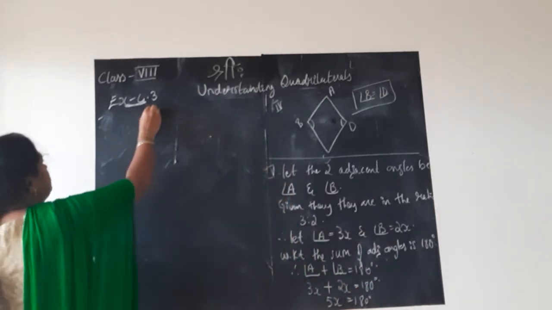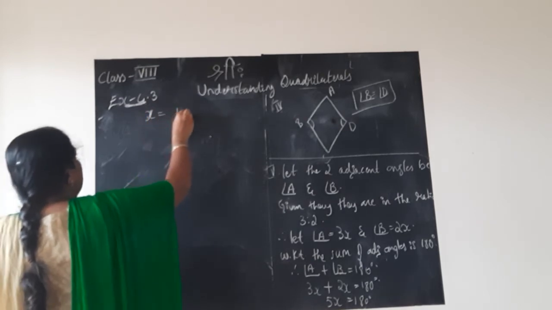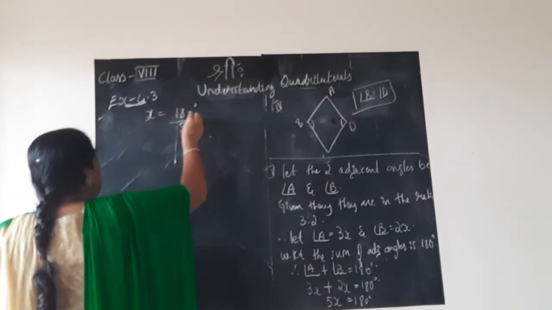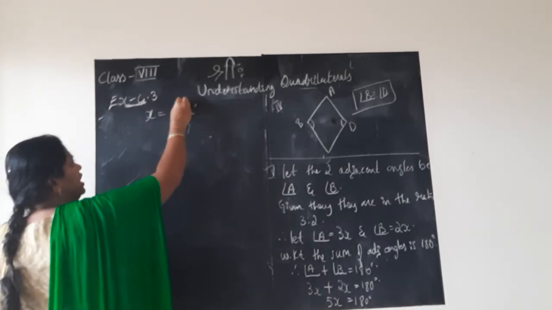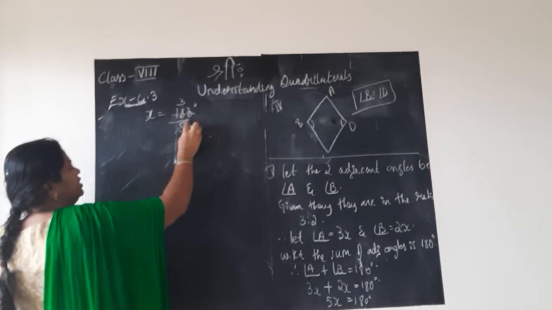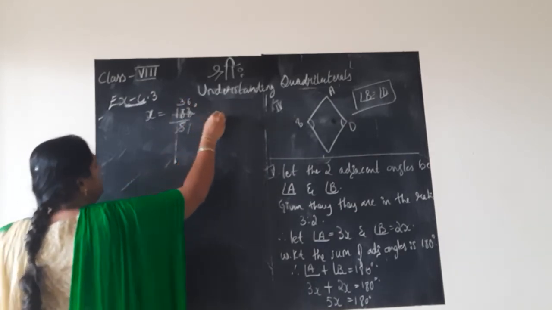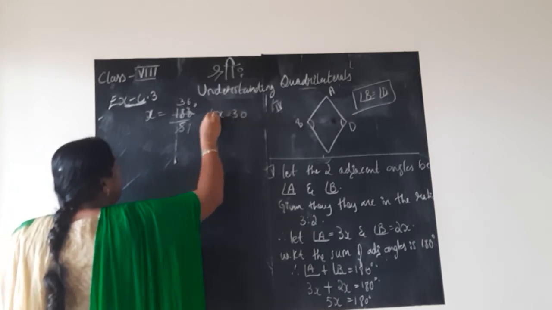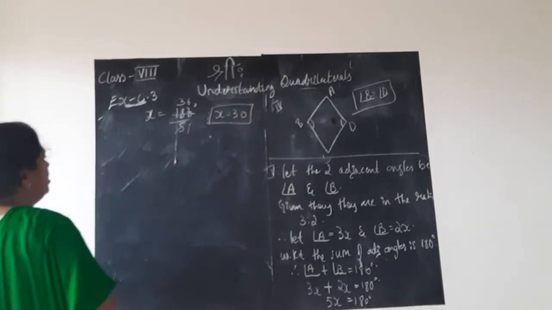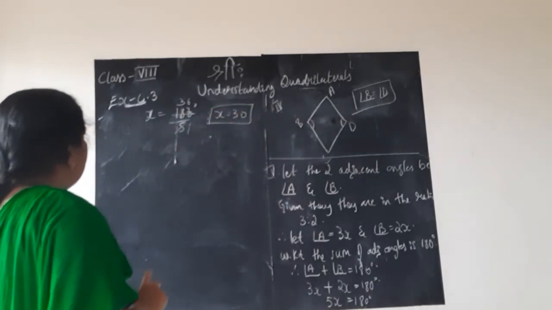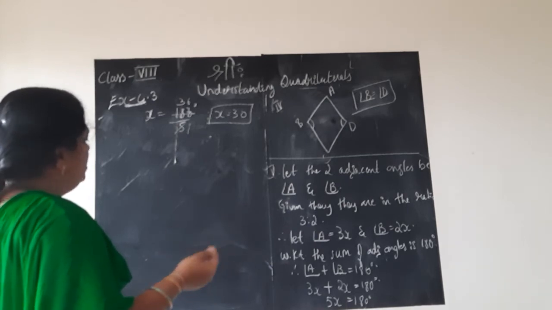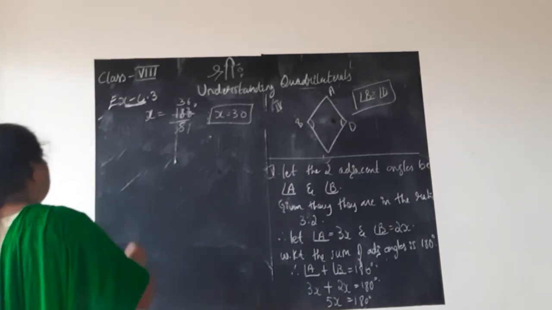So 5x equals 180 degrees, and what is x, children? It is 180 degrees divided by 5. If you divide, 5 ones are 5, 5 3s are 15, 3 remaining, 5 6s are 30. Therefore x is 30. You got it. Correct? So we got x is equal to 30.